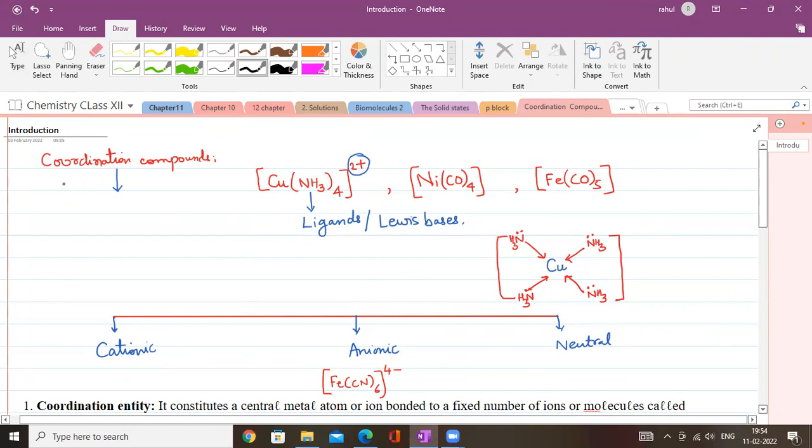A coordination compound consists of a central atom or a central ion surrounded by a fixed number of ligands which are capable of donating a lone pair of electrons to this central atom, forming sigma bonds. These ligands are called Lewis bases, as we have already done. Lewis bases are lone pair donors. So let's go to the definition of a coordination compound.